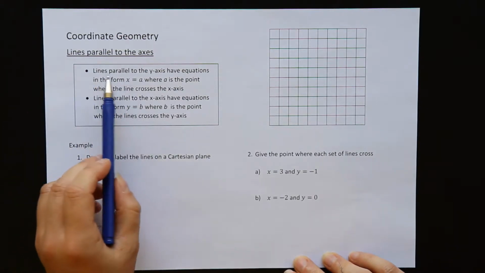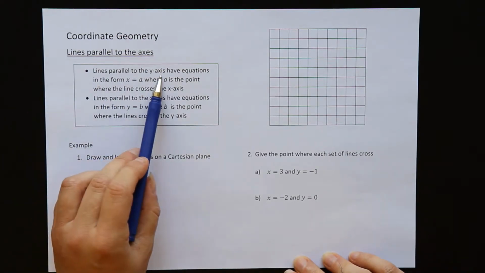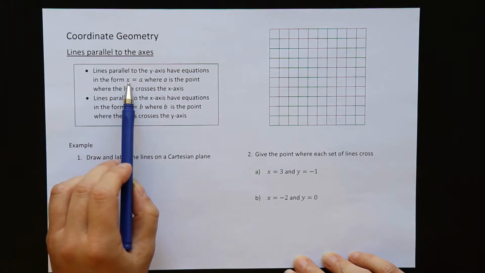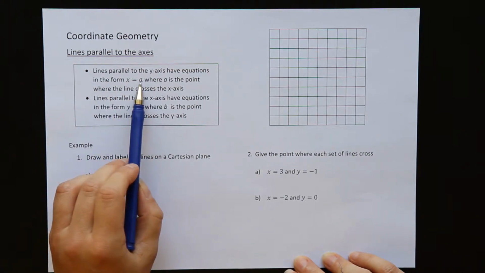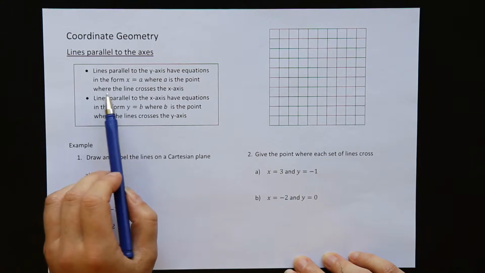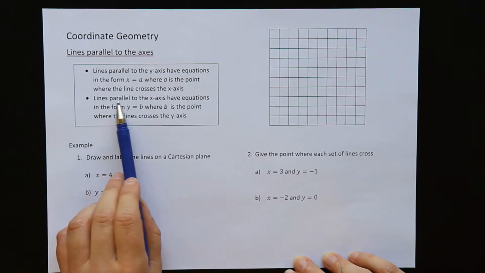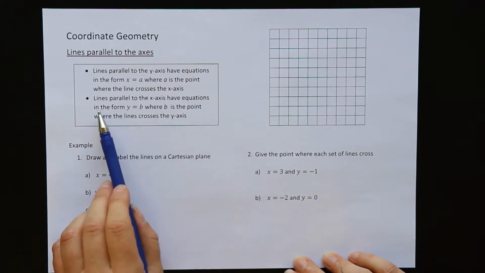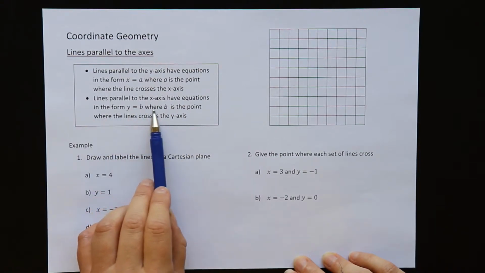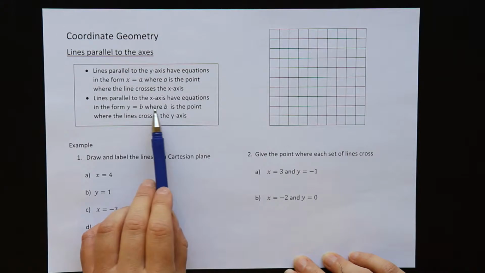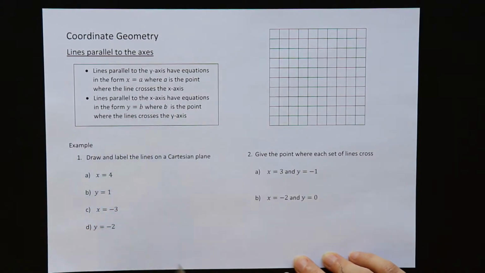Lines parallel to the y-axis have equations in the form x equals some number, a, where a is the point where the line crosses the x-axis. And lines parallel to the x-axis have equations in the form y is equal to some number, b, where b is the point where the line crosses the y-axis.